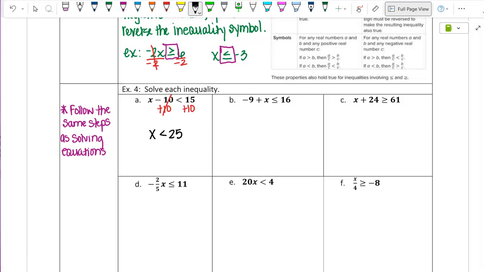All right, question B, negative 9 plus x is less than or equal to 16. Aurelie, what do I need to do to get that x by itself? I'm going to add 9 to both sides. That's a minus 9, so I'm going to add 9 to both sides. So I get x is less than or equal to 25.